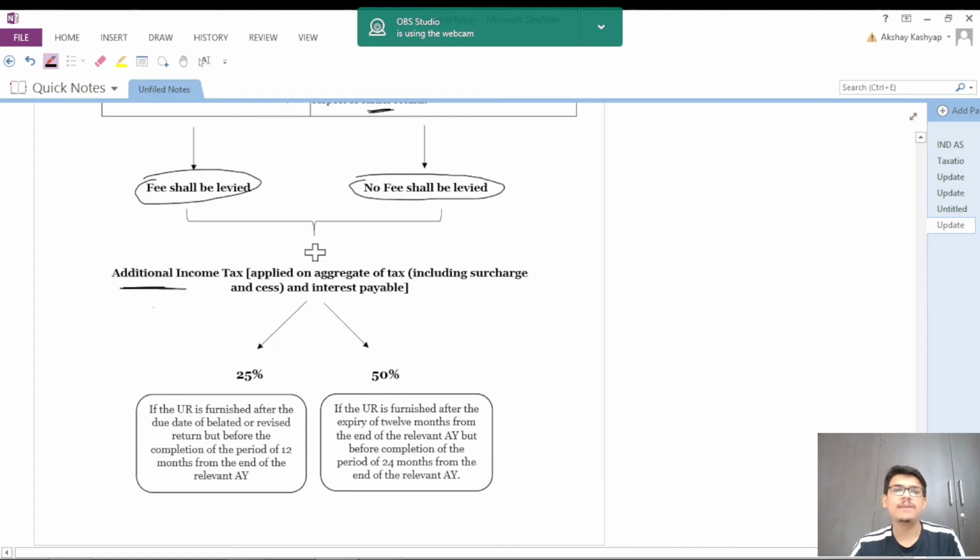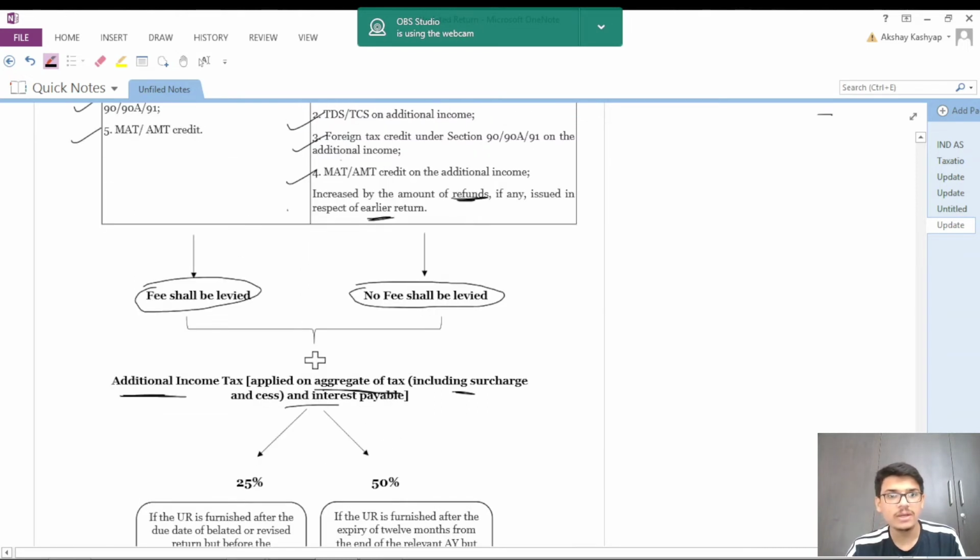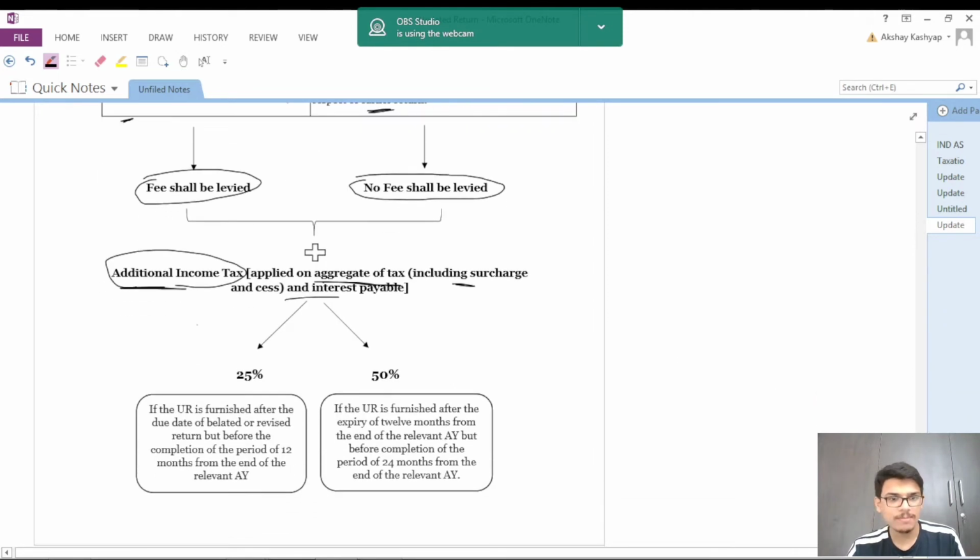Now this additional income tax shall be applied on the aggregate of tax, including surcharge and cess and interest payable. This means that for the normal tax that you have computed here in this box, you have to compute the tax, add surcharge and cess and also interest, and on that amount you have to compute your additional income tax. So what is the rate of additional income tax? Let us see. This is an important point.